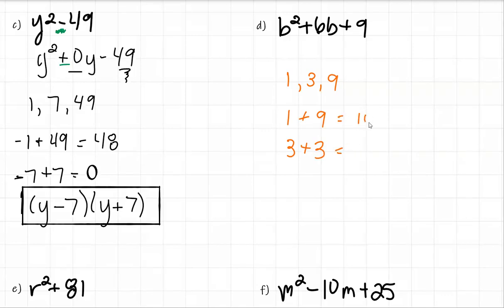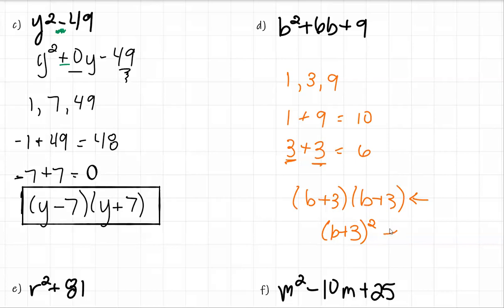Well, when we add those, we get 10 and 6. We want them to add to 6, so it looks like this is the correct pair. So when I factor, I get b plus 3 times b plus 3. Now sometimes you might see this as b plus 3 squared. We saw that a little bit in 4.2 when we worked with the vertex form, where we had that binomial squared. Either one of these is correct, right? You can write whichever one makes you happier. But just know that both of these are the factored form of b squared plus 6b plus 9. All right, two more examples.